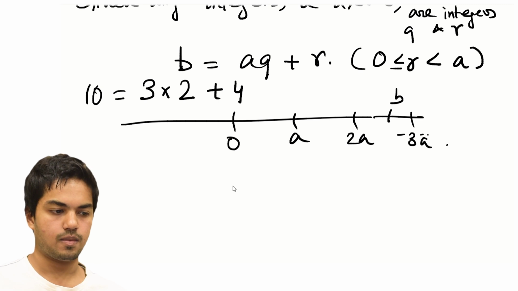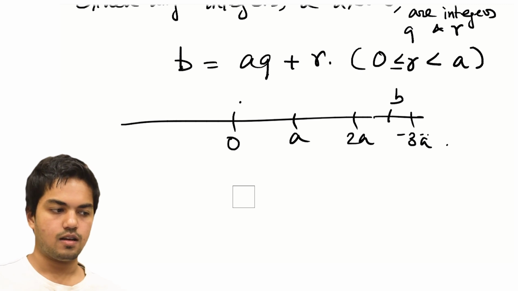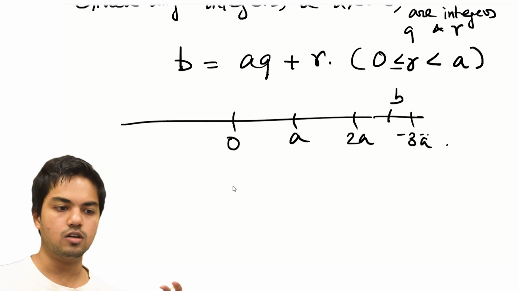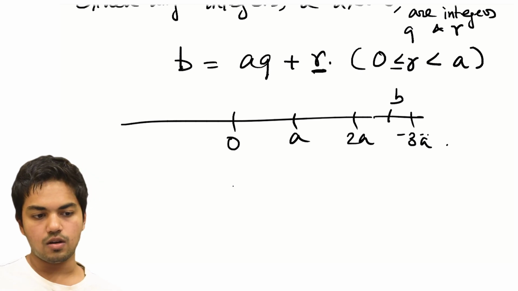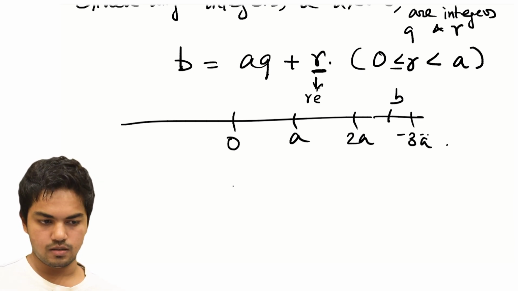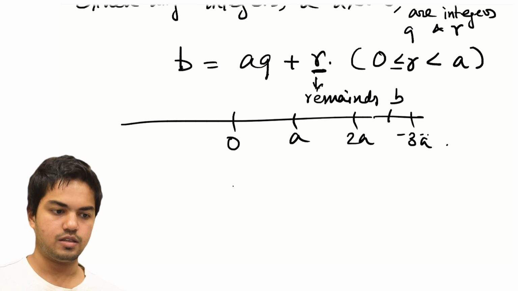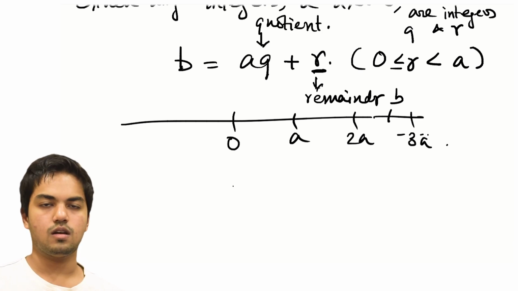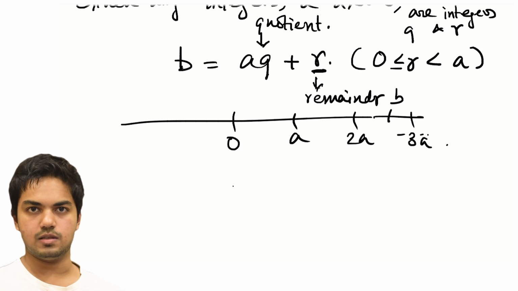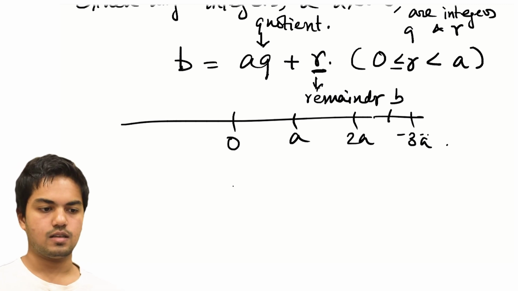So I can do this for any integer. That's what I'm doing. So I think of the number line in terms of these landmarks, which are multiples of A. And so R is called the remainder and Q is called the quotient. That's what the division lemma says. It's a very simple idea.